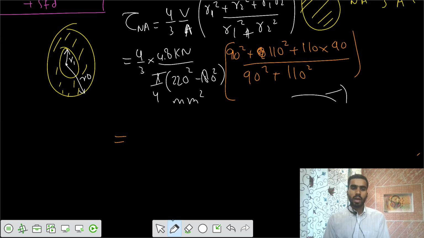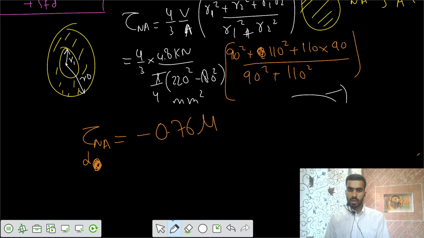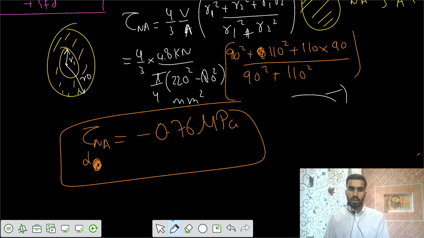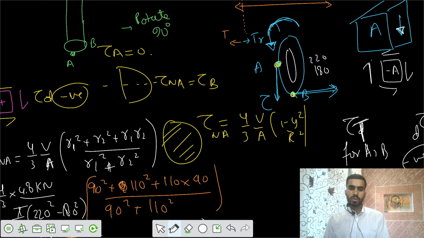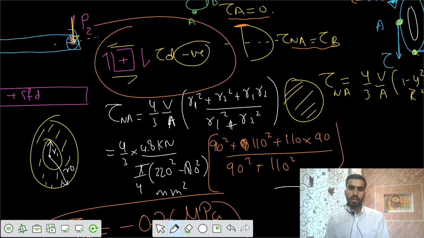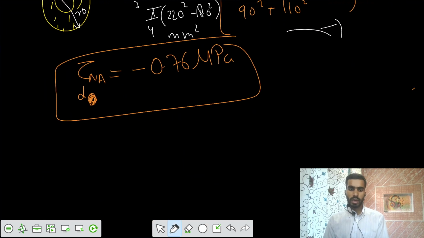Then you write tau direct at the neutral axis, that equals 0.76 megapascal. This is the point. For the point B, we have tau equals minus 0.76, and for the point A, we have tau equals 0, because that's at the top. So tau at A equals 0, and tau at B is minus, because the direction of your tau is negative.